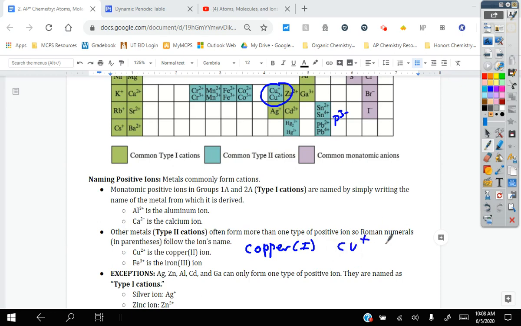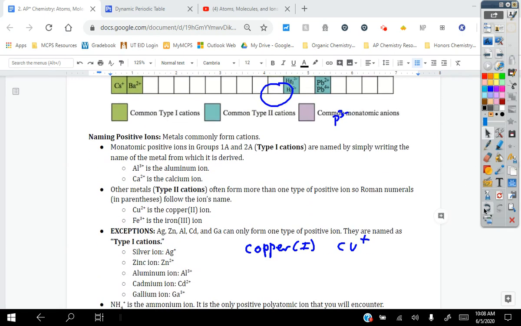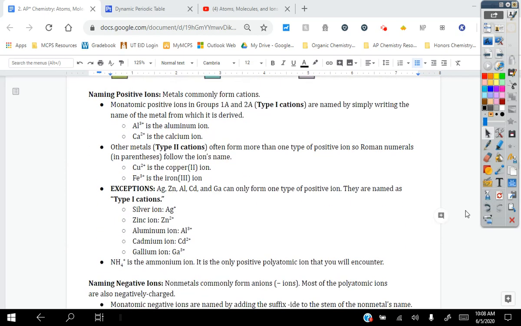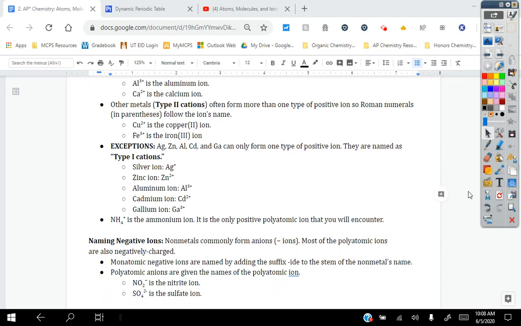So you do need to use Roman numerals to tell the charge for transition metals only, things that are in that type 2 cations. Now, there are some exceptions, like I said, silver, cadmium, zinc, gallium, and aluminum. You do not need to use Roman numerals for those because there's only one kind of ion. The whole purpose of Roman numerals is just to tell which charge we're dealing with when we're dealing with it.